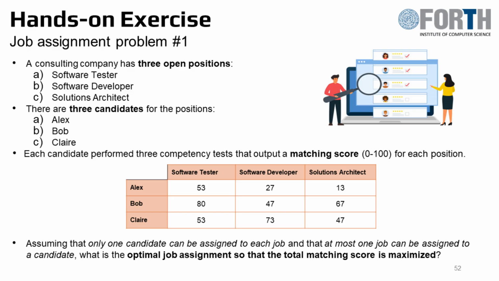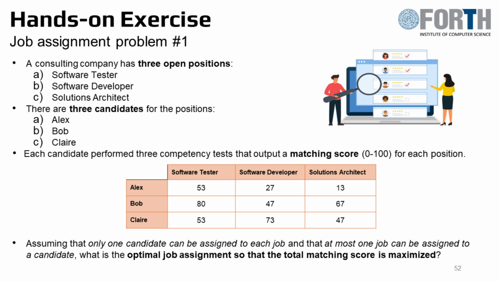So let's begin. We consider a consulting company that has three open positions: software tester, software developer, and solutions architect. There are three candidates: Alex, Bob, and Claire. Each candidate has taken 3 competency tests, 1 for each position. The result is a matching score between 0 and 100. A higher score means a better fit between the candidate and the job. The table summarizes these scores. For example, Bob scores 80 for software tester, 47 for software developer, and 67 for solutions architect.